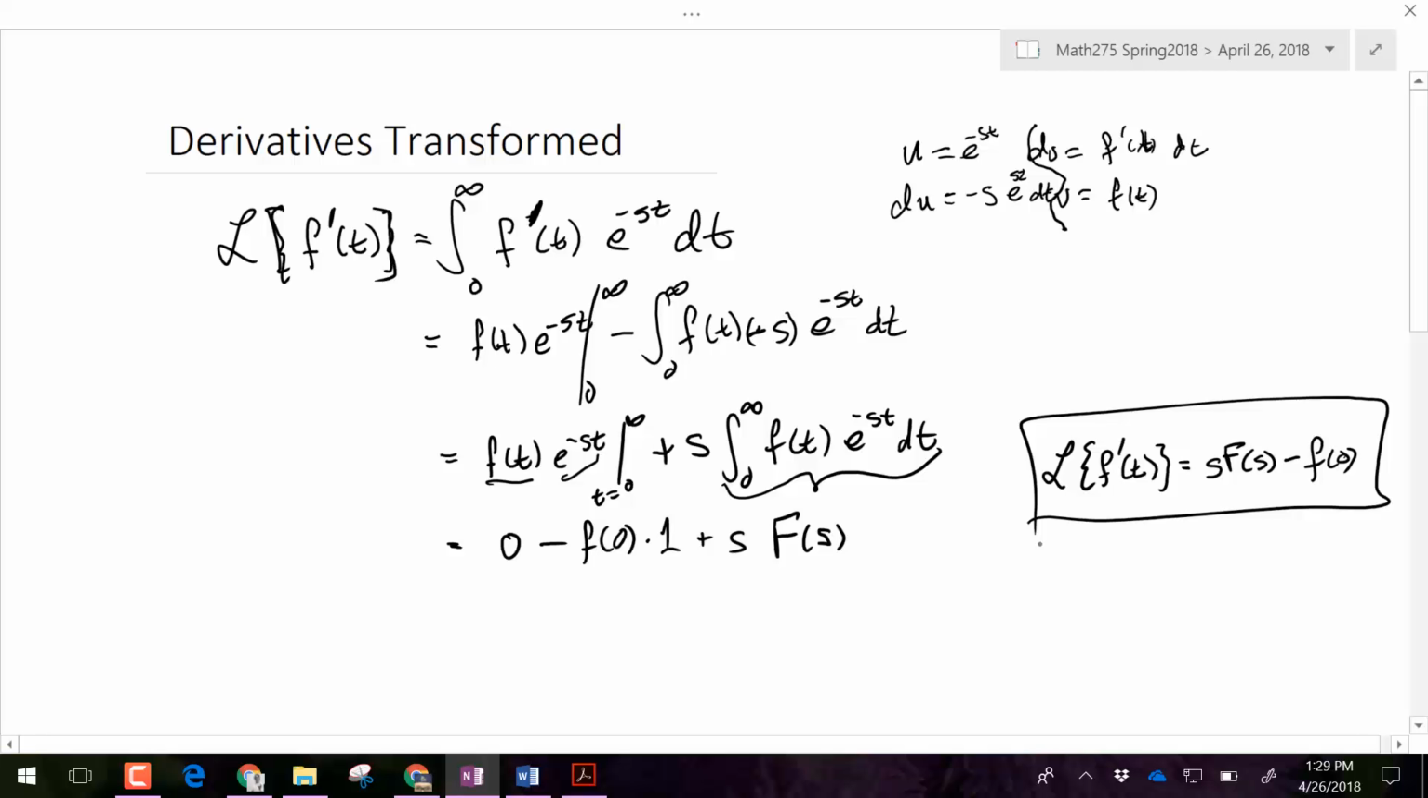You can imagine if you do the second, third, and fourth derivatives, see what might happen. You'll have to do integration by parts several times until you get to an integral where you just have f of t without the derivatives, and then you can express your Laplace transform looking something like this.